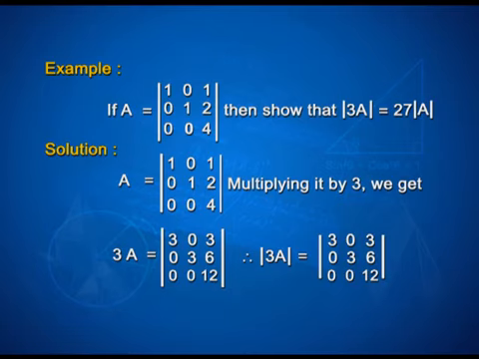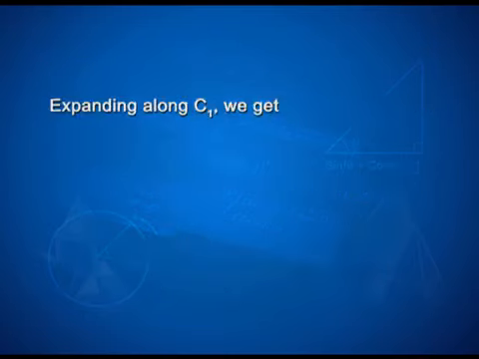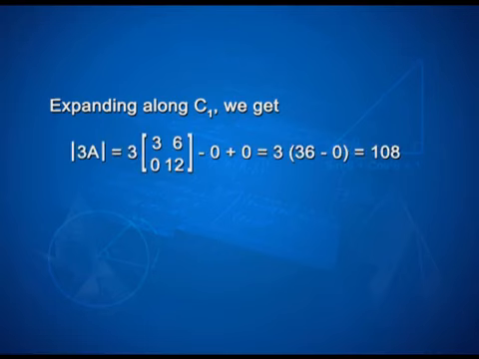Therefore, determinant 3A becomes 3 0 3, 0 3 6, 0 0 12. Now, expanding it along C1, we get determinant 3A is equal to 3 into determinant 3 6, 0 12 minus 0 plus 0, that is equal to 3 into 12 3s are 36 minus 6 into 0 is 0. So, the answer is 108. Therefore, determinant of 3A is equal to 108.